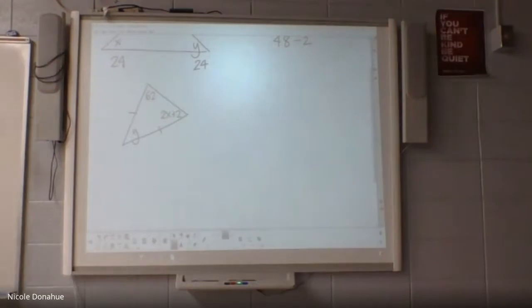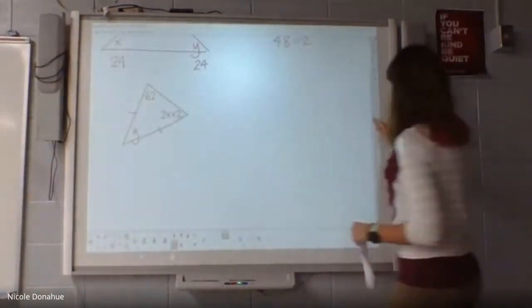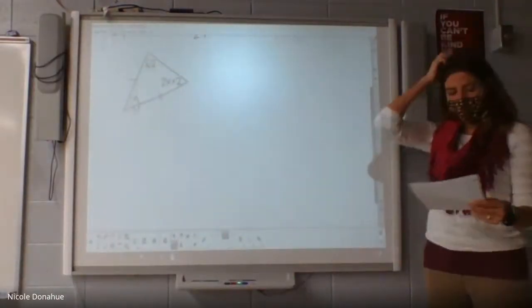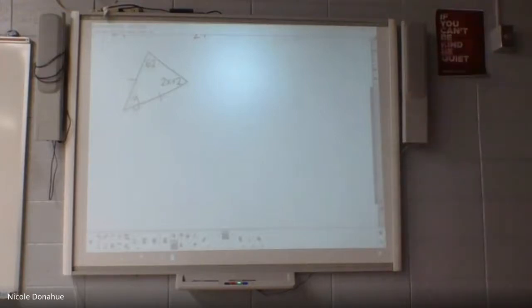Try this one here. A little bit tougher. And again, you want to find X and Y. Keep looking at the answer and then forgetting what it is. You're probably going to want to find X first.